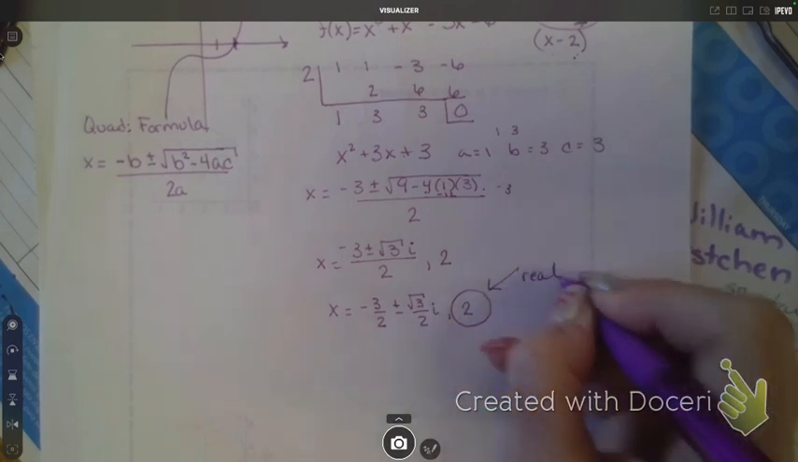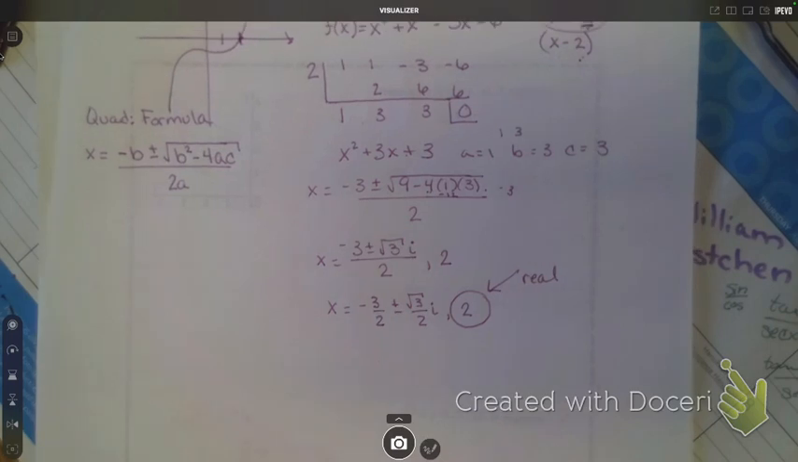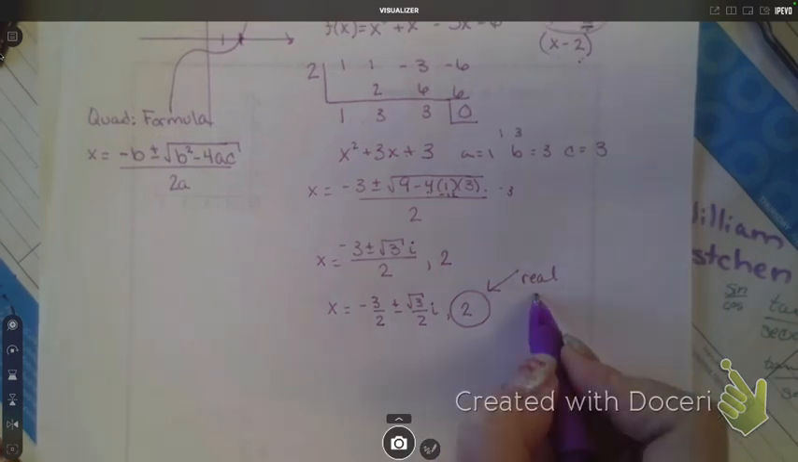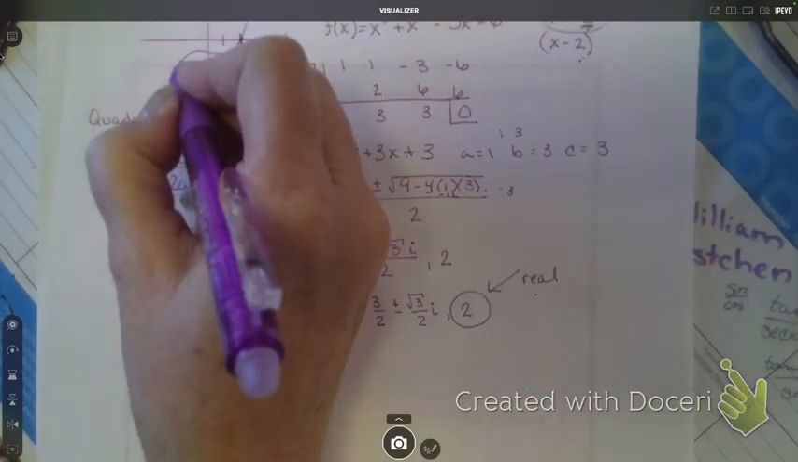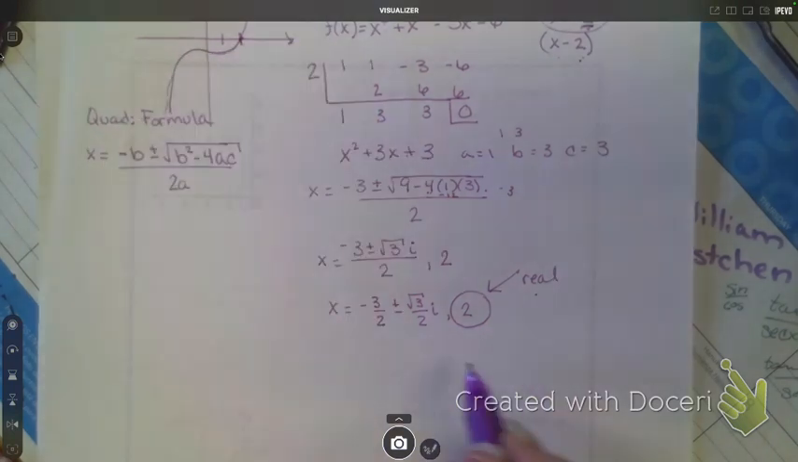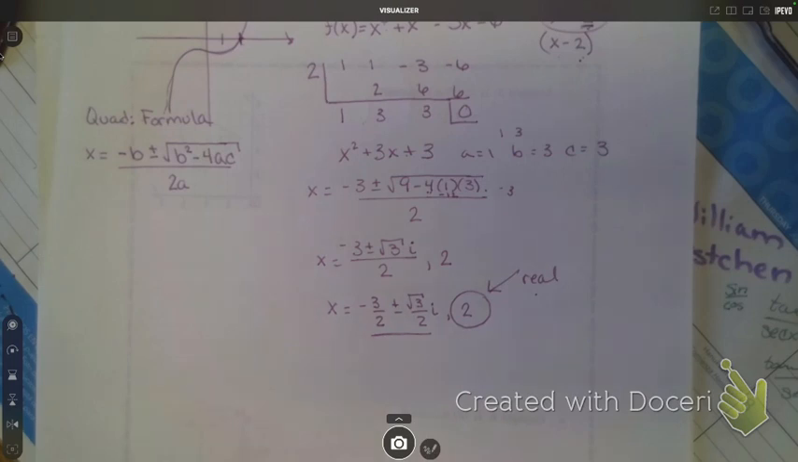Are they all zeros? Yes, but is this the only real one? What is this caused by right here? A bounce. Anything that puts a little squiggly into a graph that doesn't cross an x-intercept is caused by an imaginary solution.